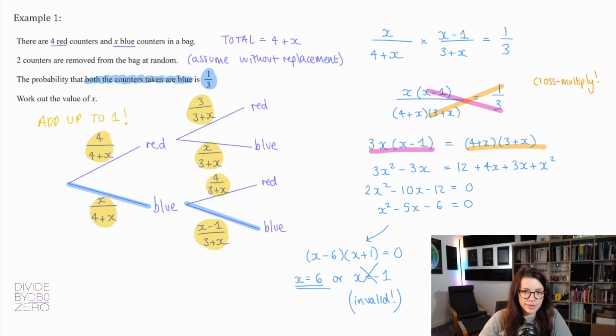Just want to go back and point out a key part of the probabilities again. So at first, for the first counter, the denominator was 4 plus X because that was our total to choose from in the first scenario. However, then the denominator changed to 3 plus X because that is 1 less counter to choose from. Sometimes it's easy to forget to change the denominator as well, so I just wanted to highlight that.